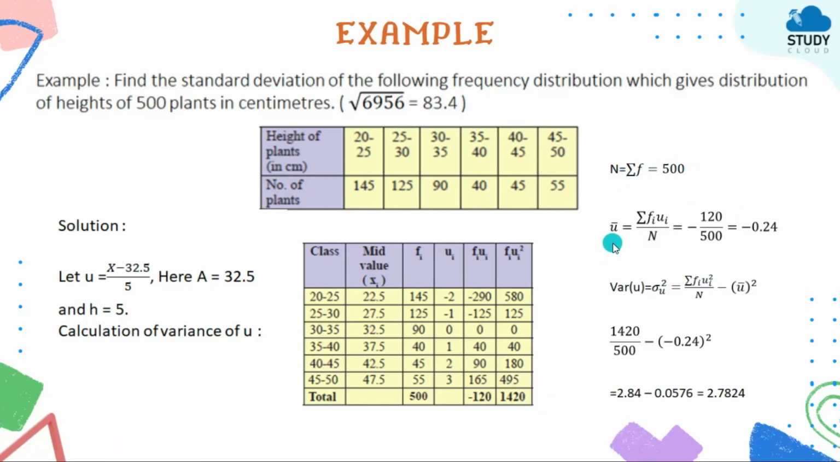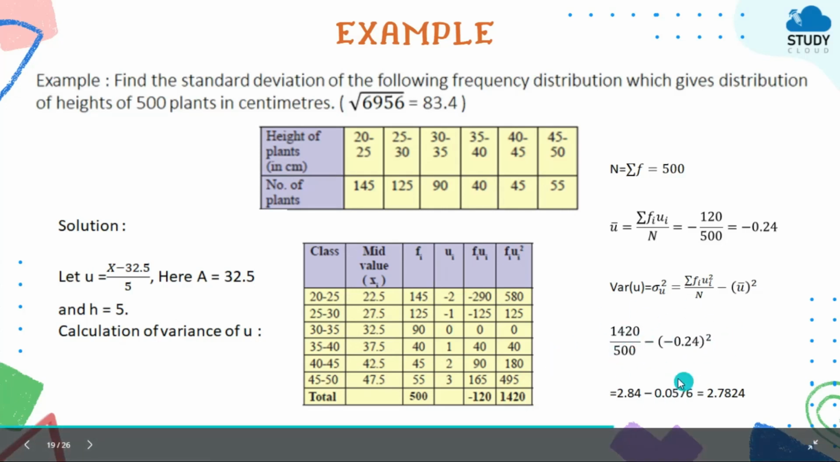Now here you have to find u bar first. First we have to find u bar, not x bar. So u bar is summation f into u upon n, that is minus 120 upon 500, which will give you minus 0.24. Now how to find the variance here? The variance is summation f into u square upon n minus u bar square. See, the formula is the same, just instead of x we are using u. So when you solve this part, you will get 2.7824. So this is an important one.